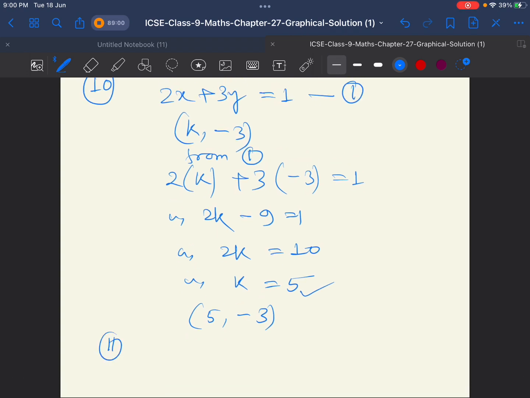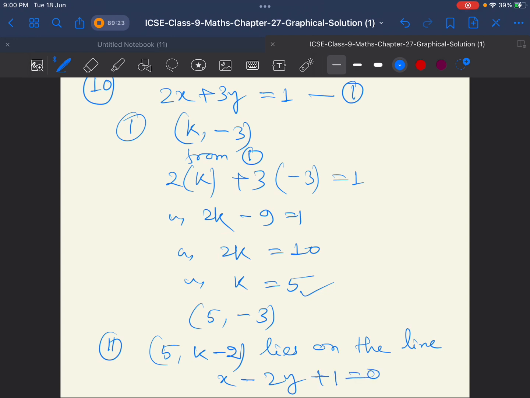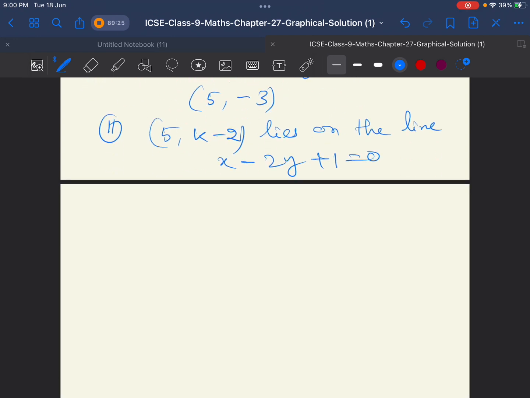So the value of k is here 5. Now the second question: (5, k minus 2) lies on the straight line x minus 2y plus 1 equals 0.